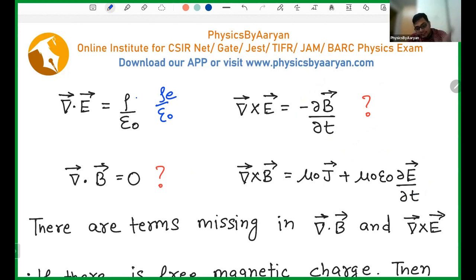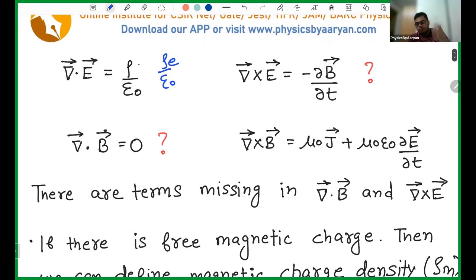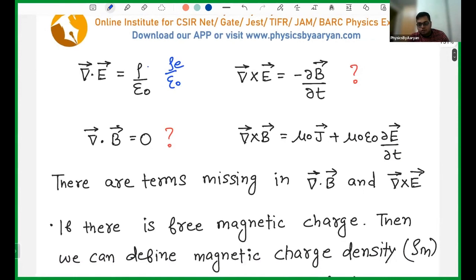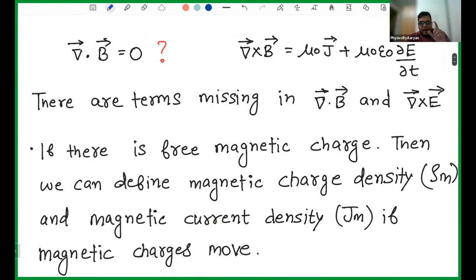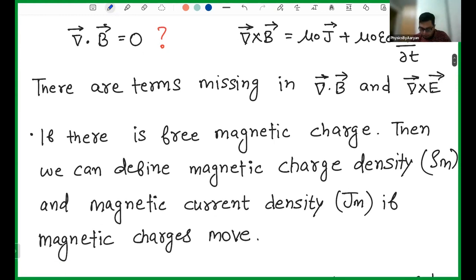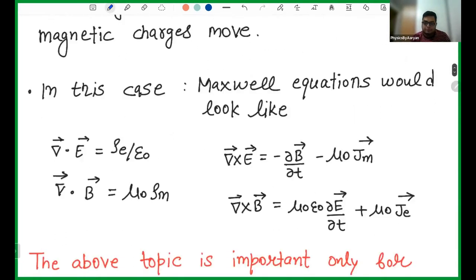So let's say we have some world in which there is actually some magnetic charge. We will have magnetic charge density, which is rho m. Let's say you have this much north pole in this volume. South pole is not there, only north pole is there. So north pole per unit volume will be defined as rho m. And if that north pole starts moving, then you will have the current density as well, which is Jm. So if you have rho m and Jm, then your four Maxwell equations will become this.